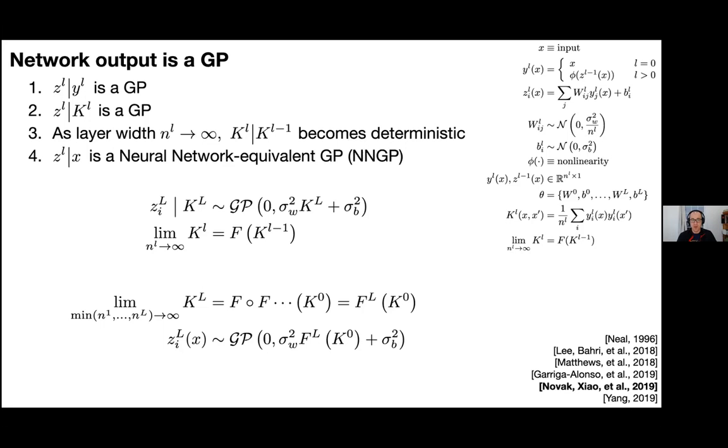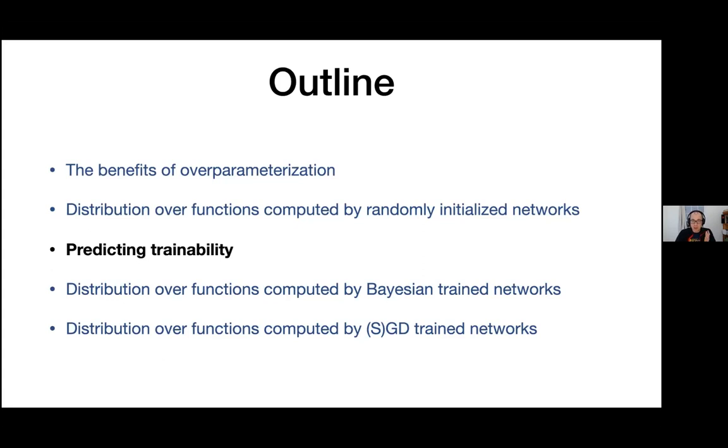Cool. I think I'm going to move on. So the initialization of a neural network, of course, corresponds to the very beginning of training. And so one of the very first things we can do with our understanding of the distribution over functions induced by a neural network is to predict trainability, to predict whether the neural network will be trainable or not.